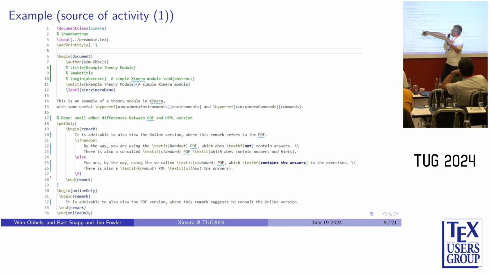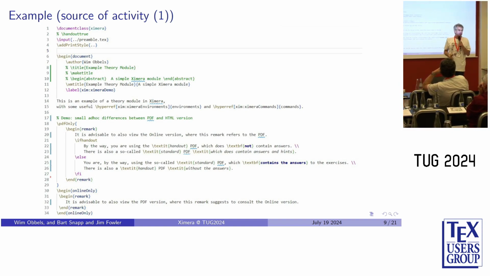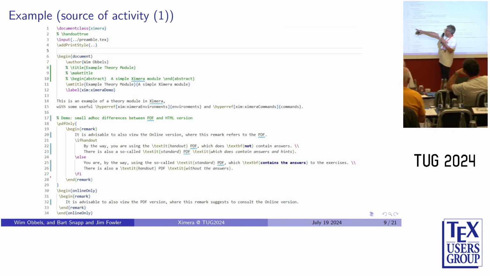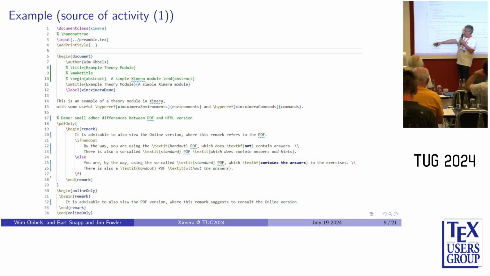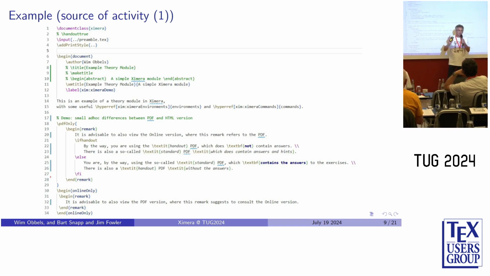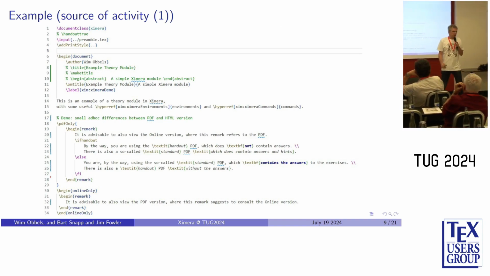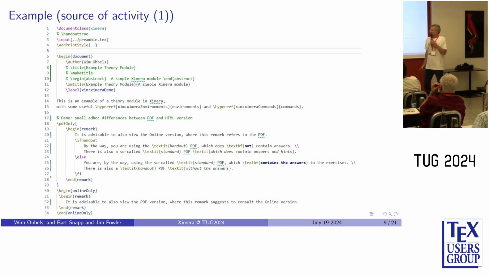Yeah? How do we do the slight PDF differences? It's an atypical usage, because normally the PDFs are identical to the HTML, but if you want to make a difference, you have the command PDF only, which only works in the PDF, and for some reason I do not really understand, begin online only, end online only if you want it to be online only.